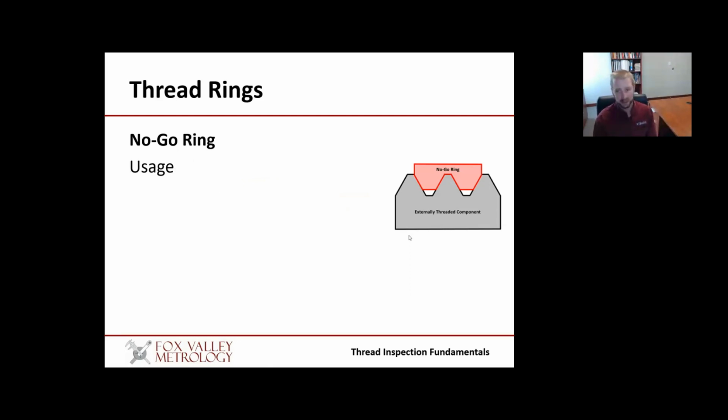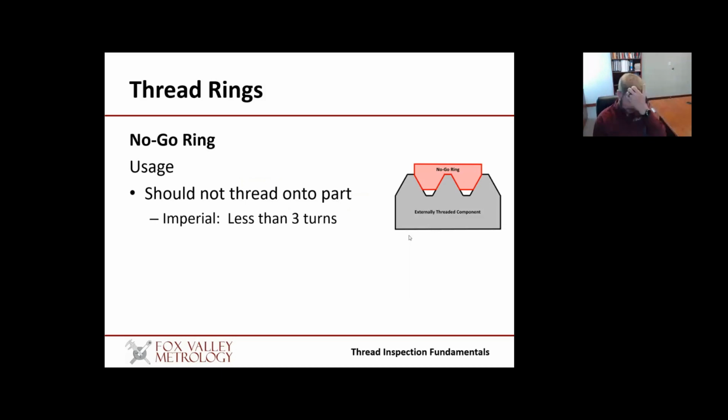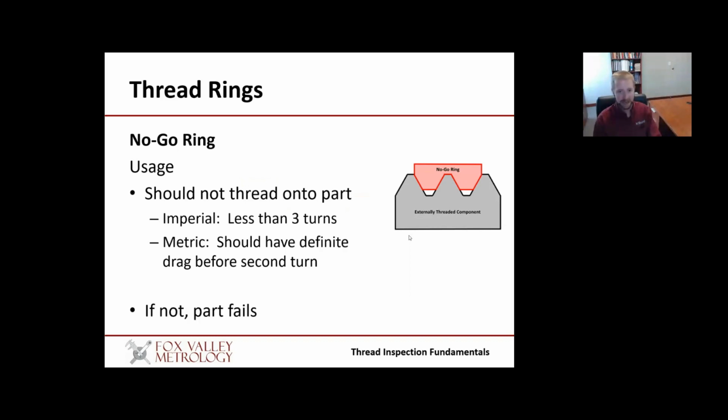So actually utilizing the no-go ring is, of course, again, very similar to that of the no-go thread plug. It should not thread onto the part that you are trying to inspect. So for the imperial system, that is less than 3 turns. And for the metric system, that's defined by needing a definitive drag before the second turn. If either of those don't come through, the part, of course, fails.